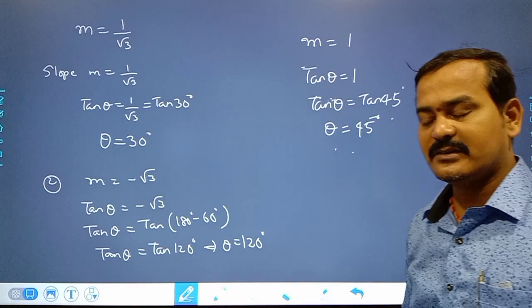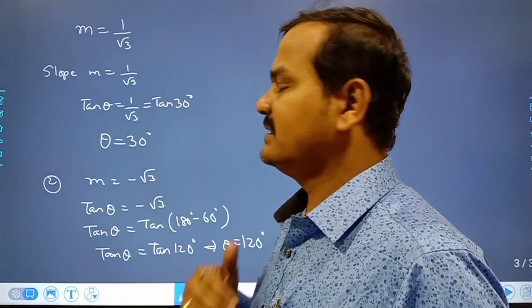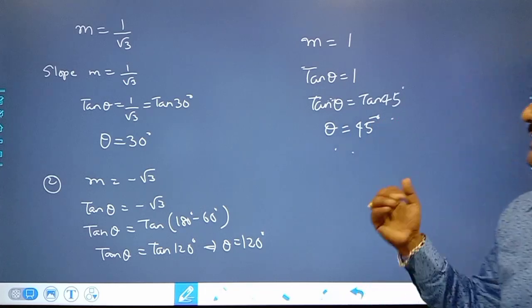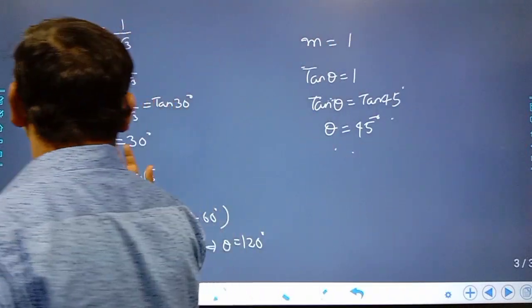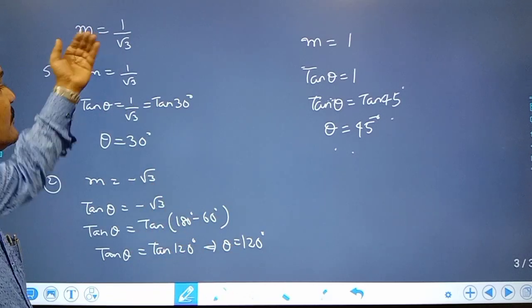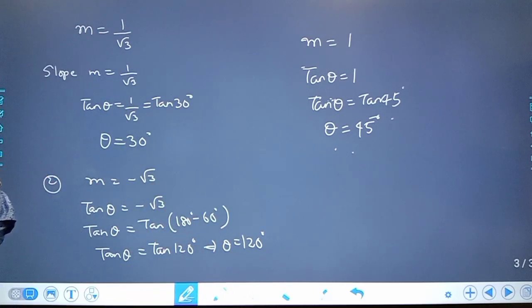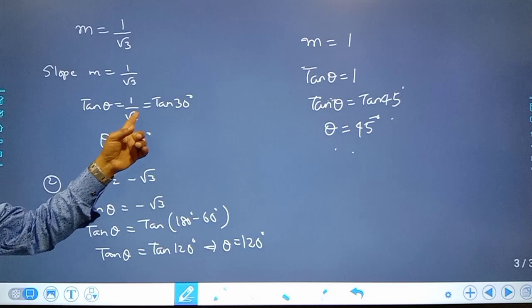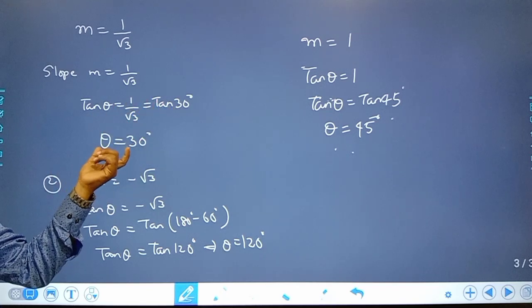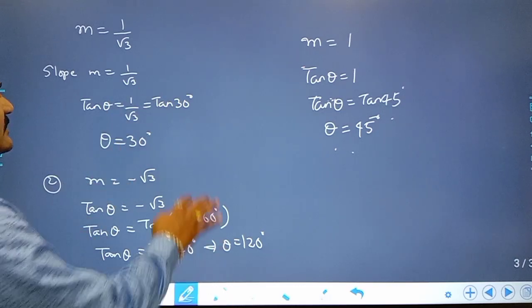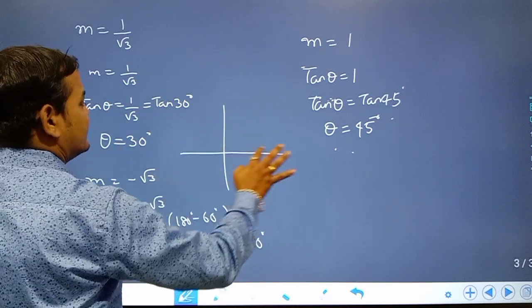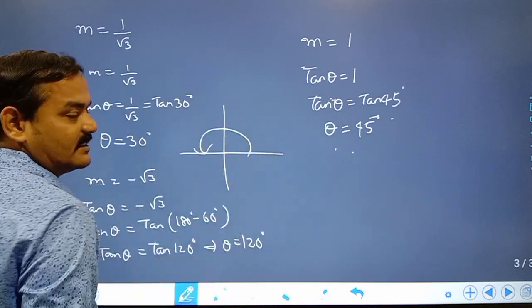So this is the way. First concept: given the inclination, find the slope. Second concept: given the slope, find the inclination. Slope 1 by root 3 is given: tan theta is equal to 1 by root 3, and tan 30 degrees has that value. Keep in mind that the angle must lie between 0 to 2 pi.